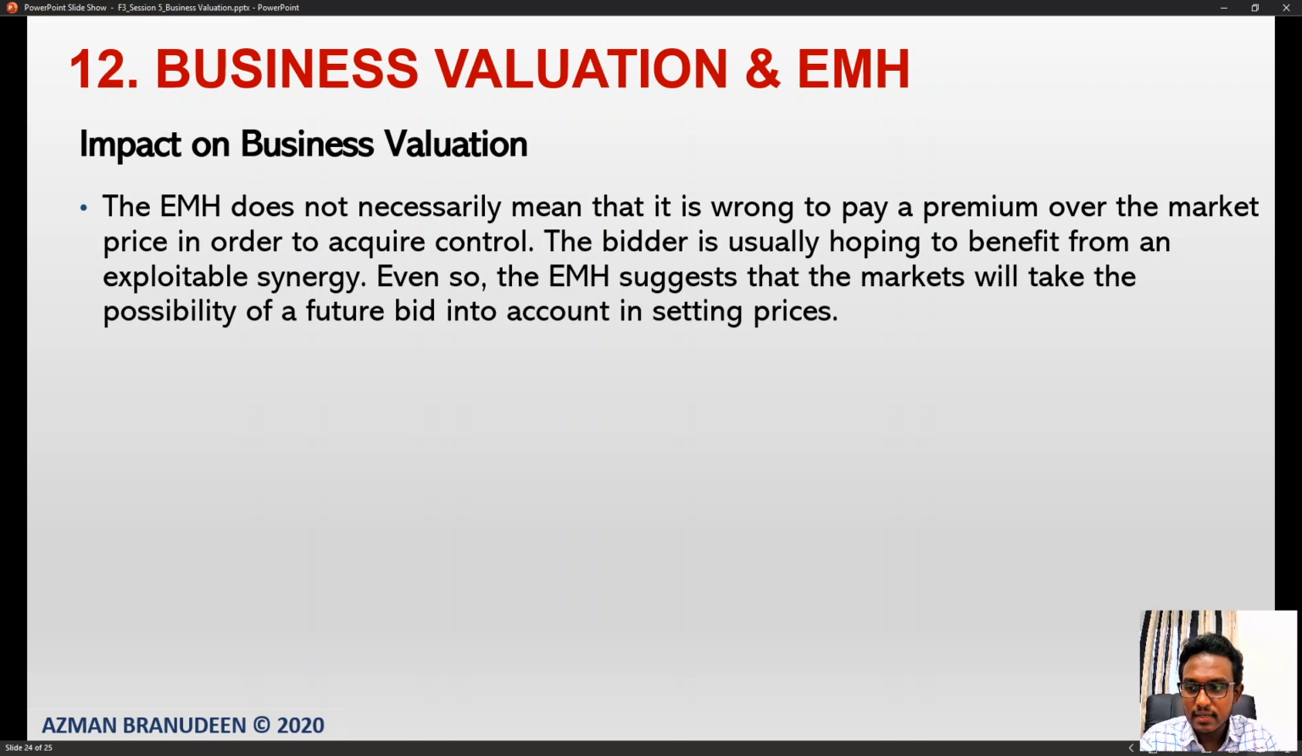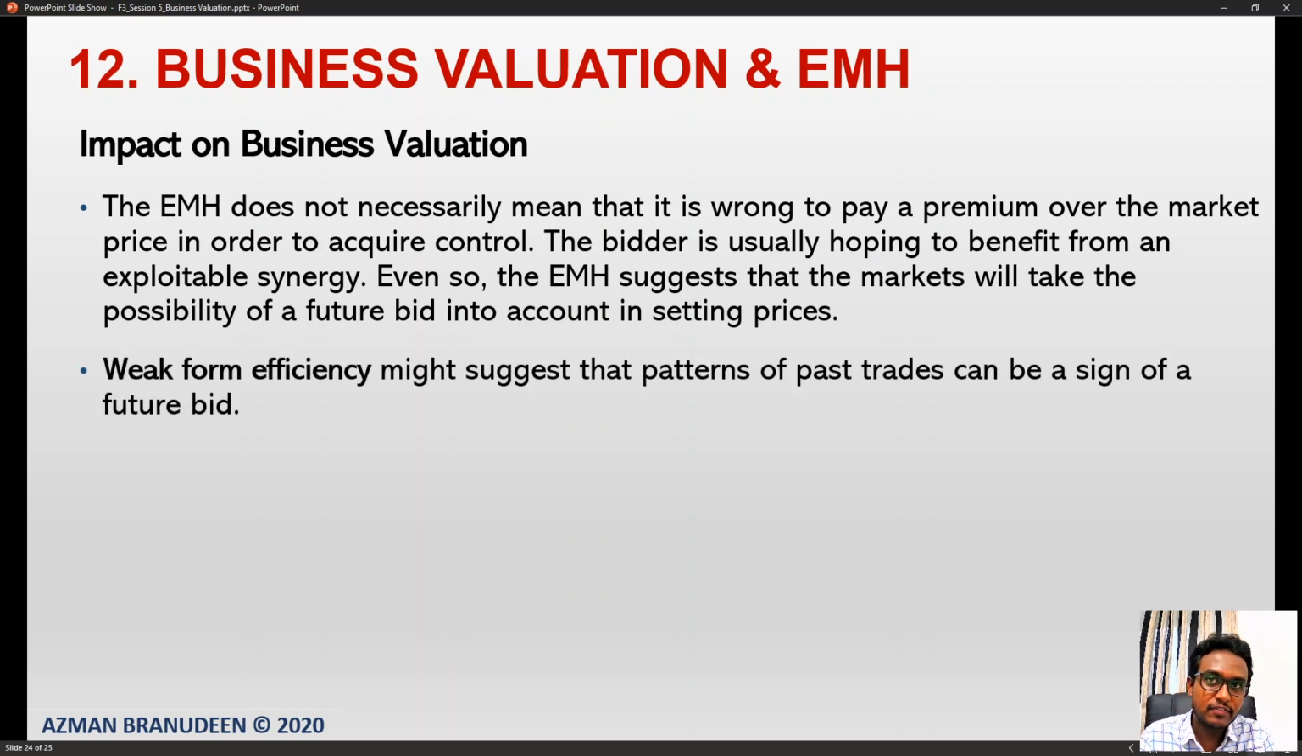That is the idea that the market assumes that when one person buys, it means that another person might buy, right? That is what they say. The EMH suggests that the markets will take the possibility of a future bid into account in setting the prices. So by looking at what is going on with the stock presently and in the past, you determine a reasonable estimation that there could be or could not be a future bid for the share. Weak form of efficiency might suggest that patterns of past trades can be a sign of a future bid.